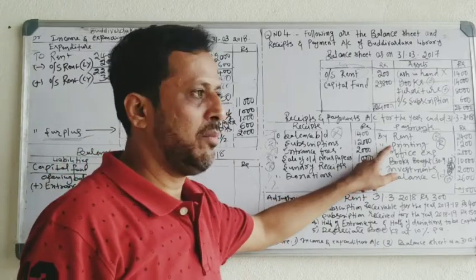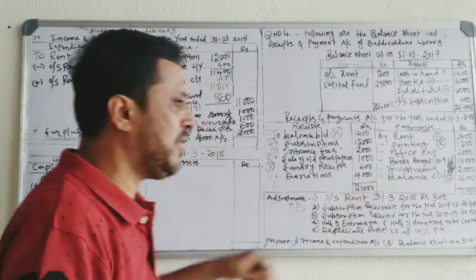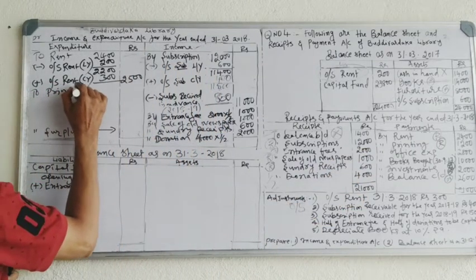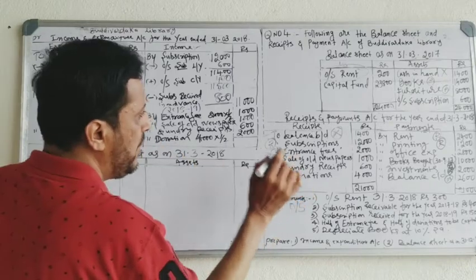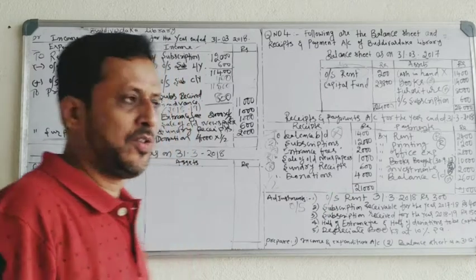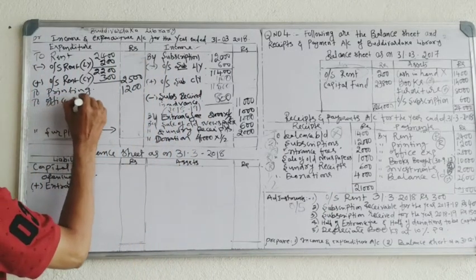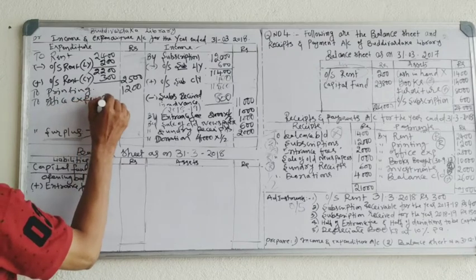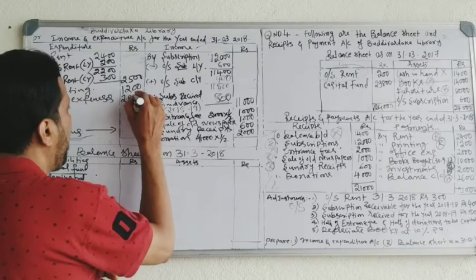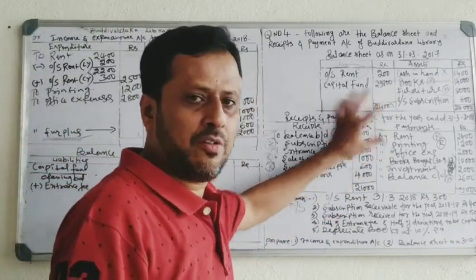Next, printing. Printing is also revenue expenditure. You have to take only revenue expenditure. Printing 1,200. Office expenses, amount is 2,800. Over. So these 3 revenue expenditures we have recorded here.